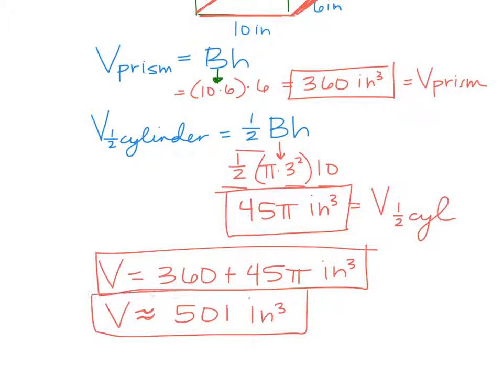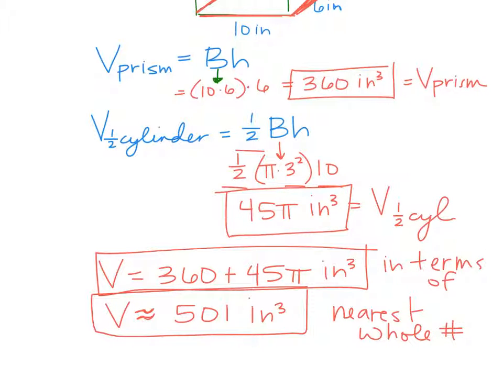So just pay attention to what they're asking for. This would be nearest whole number. This would be in terms of pi. Okay. Any questions on that setup?